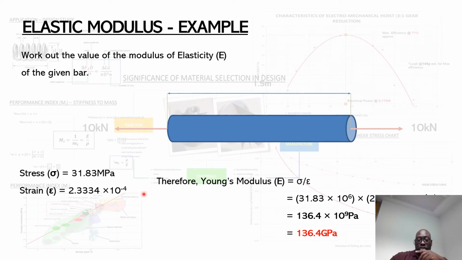Okay, so summarizing, Young's modulus is equal to sigma divided by epsilon. So that will be 31.83 times 10 to the power 6 divided by 2.334 times 10 to the power minus 4. And if we do the needed computation, we get a value of 136.4 GPa. So we can use this information relating to any reliable material database to find out what type of material has a Young's modulus close to this value. Okay, so that could be a task that you guys can undertake.